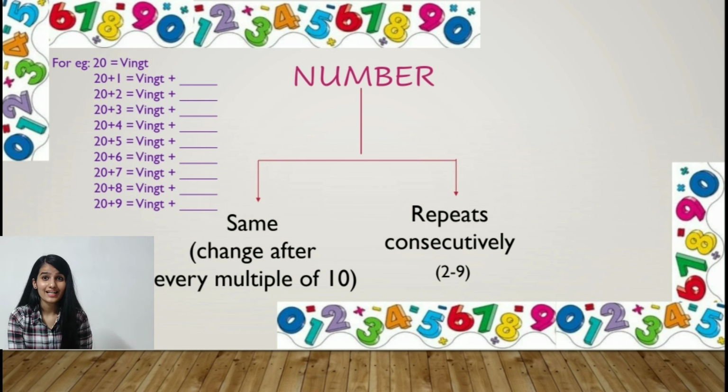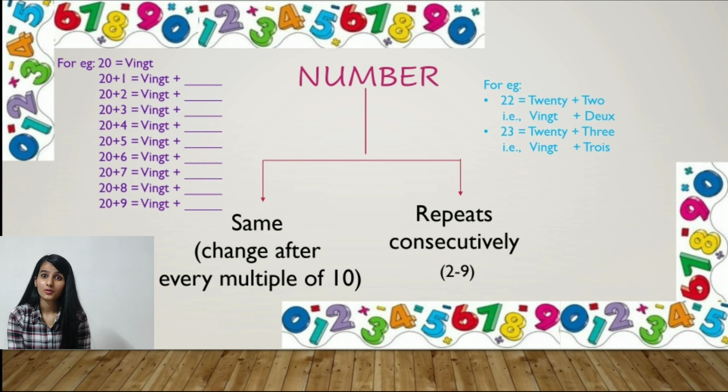You have learned les chiffres, right? So from 2 to 9, it will repeat consecutively. For example, 22: vingt-deux. 20 is vingt, 2 is deux. 23: vingt-trois. 20 is vingt and 3 is trois. So it was simple, no?